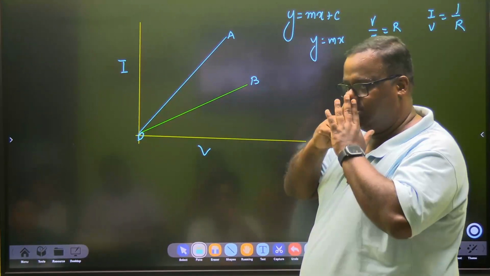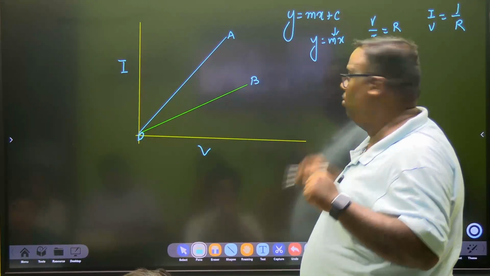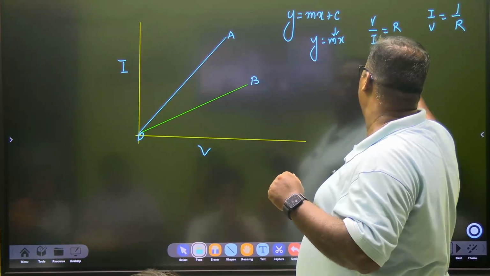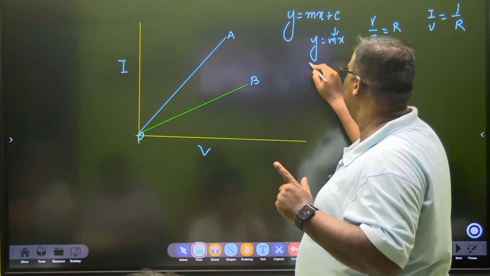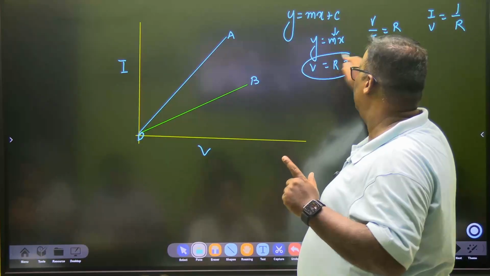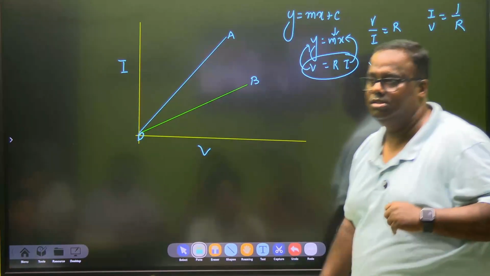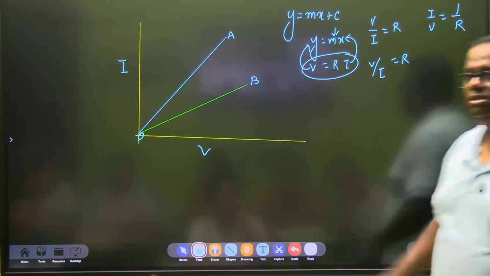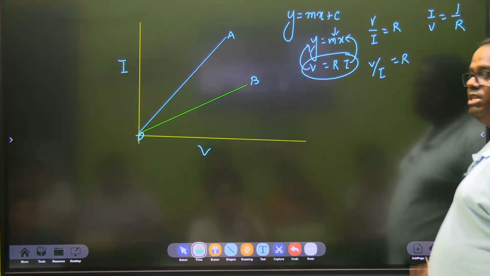Okay, y equal to mx. Sir, m is slope. I knew resistance is slope. V by I is equal to R. I know that. So V by I is R. That means V should come here, R should come here, and I should come here. In my graph, V should be on the Y axis, I should be on the X axis. समझ में आया? Clear? So what all did we discuss?